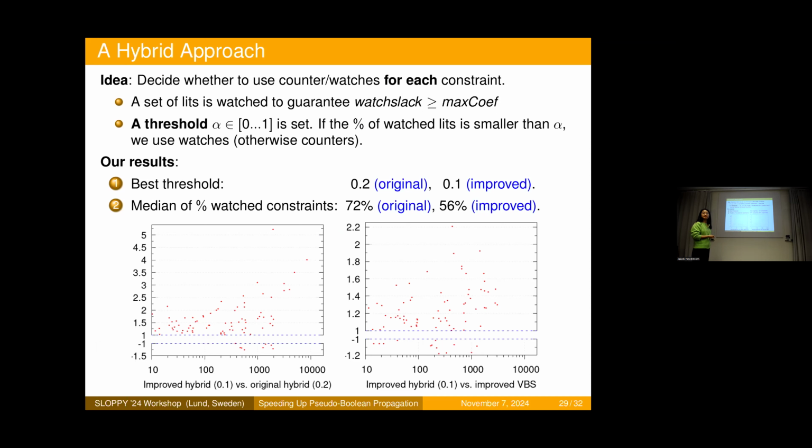The intuitive idea is that if you can watch very few of them, then use watches. If you end up watching everything or almost everything, you might as well count. Yeah, it's much simpler. Okay.